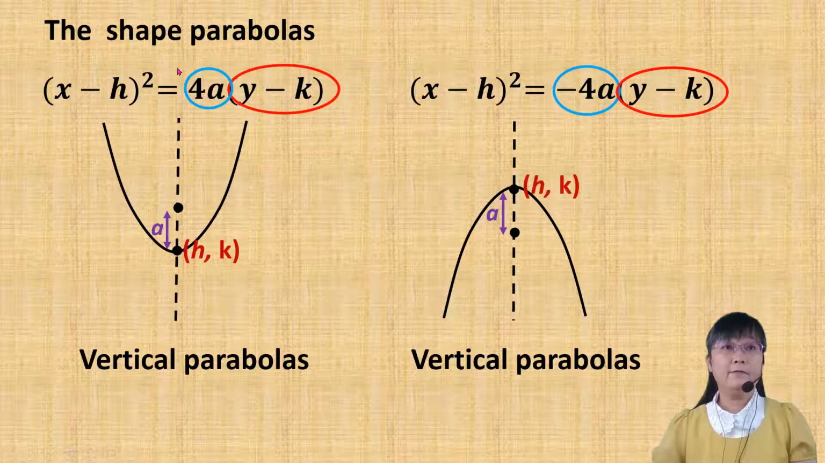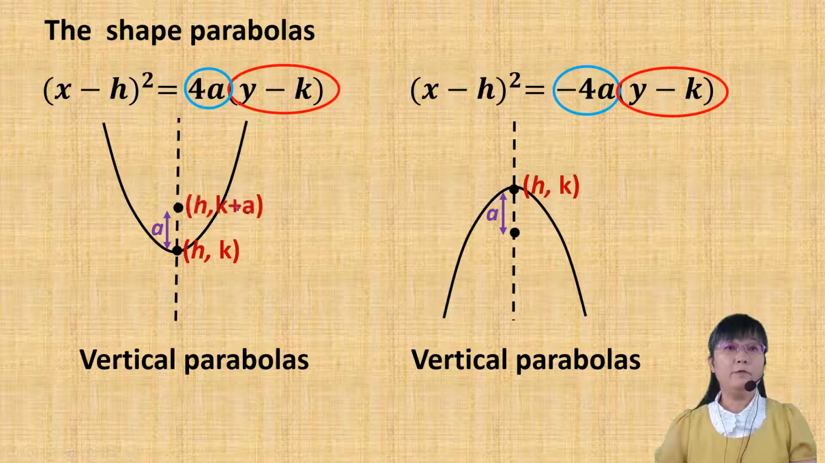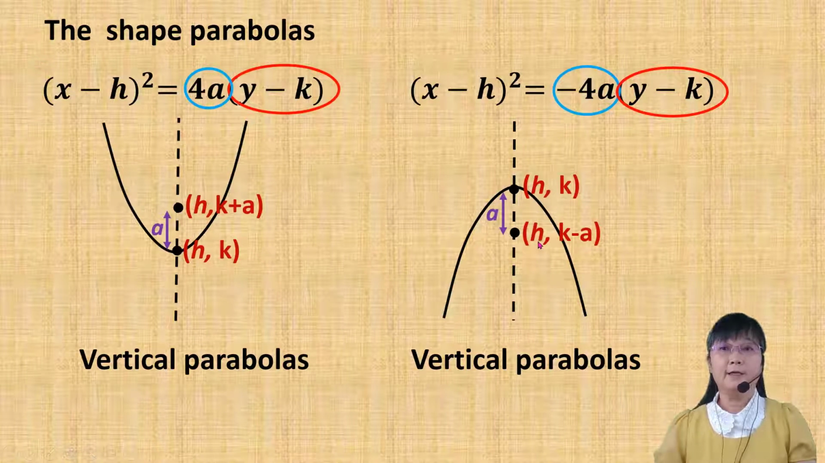A can be taken from the standard form of the equation. If the focus is above the vertex, then the value of y becomes k plus a. If the focus is below the vertex, then the y value becomes k minus a.